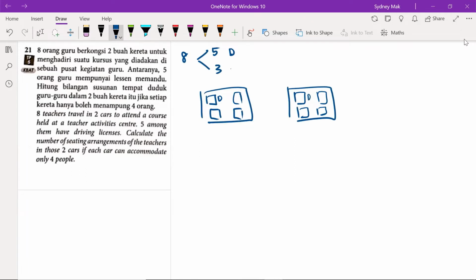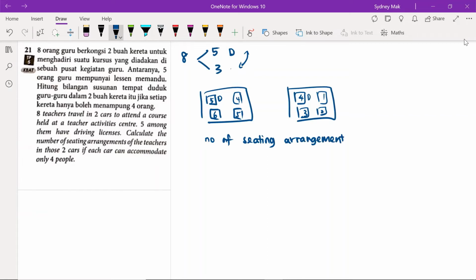So let's fill in the driver's seat. For the driver's seat, we will have 5 choices, followed by 4 choices. So 2 already have the place. So we are left with 3 teachers with the driving license, joined with the remaining 3 teachers with no driving license. So 6 of them. Therefore, they can just be arranged 6, 5, 4, 3, 2, 1. Therefore, the number of sitting arrangement is illustrated in the diagram.